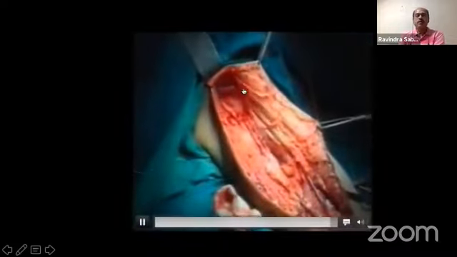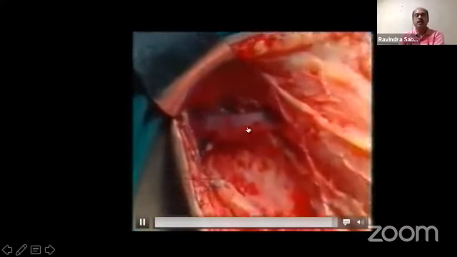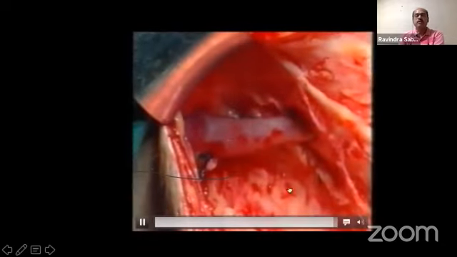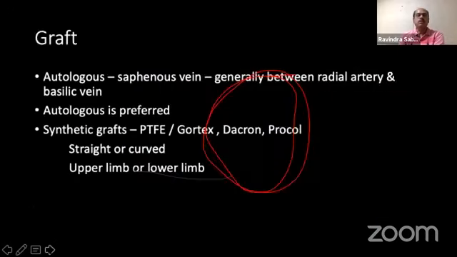And if you see here, the flow has already started. The thrill can be felt right up to the arm here. And you can actually see that the whole vein is pulsating so nicely. So that is the benefit of the basilic transposition.